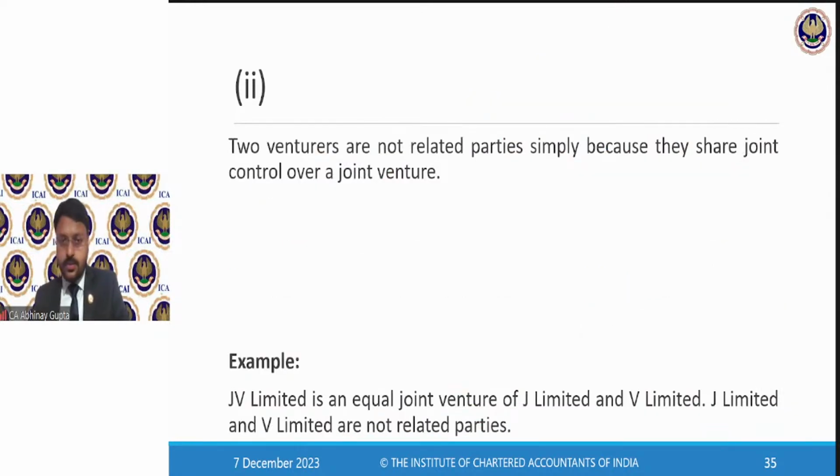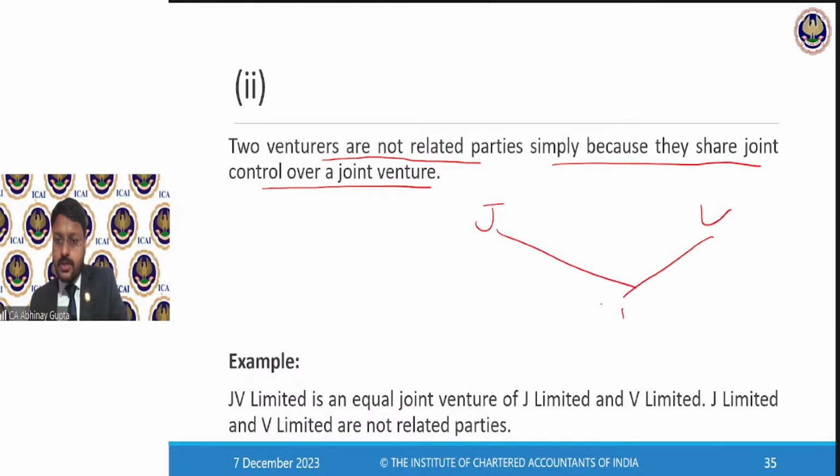Okay, let's proceed to clause 2. Two venturers are not related parties simply because they share joint control over a joint venture. So J Limited and V Limited form a joint venture, JV Limited. Suppose 50% ownership each.